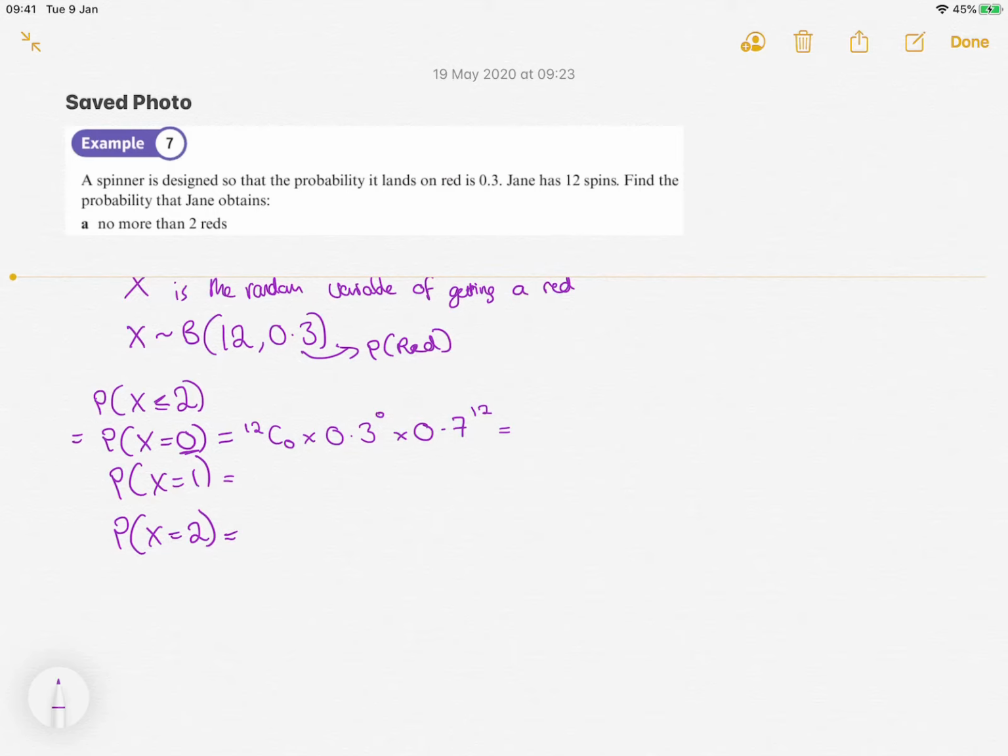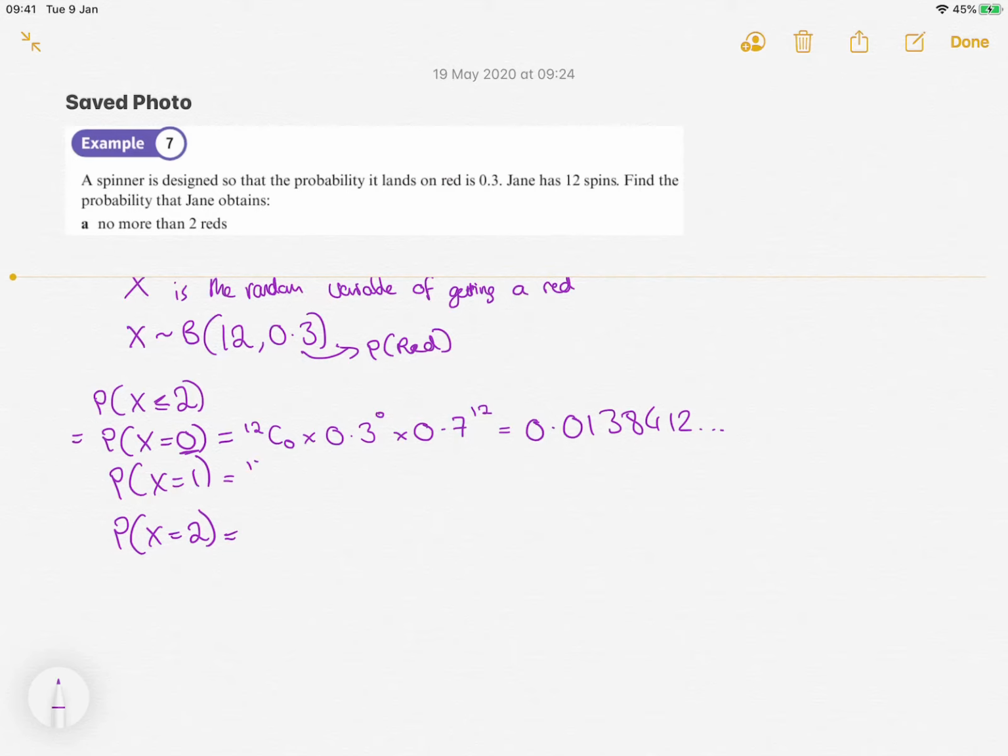And the reason that nCr is 1 is that's the number of combinations you can have for how you can possibly get 0 reds. There's only one way to do that, and that's to get anything other than red 12 times. So really that probability is just 0.7 to the power of 12, which is 0.0138412.